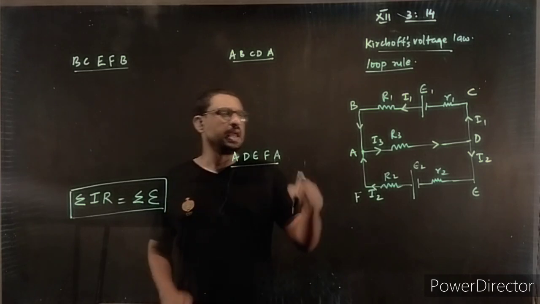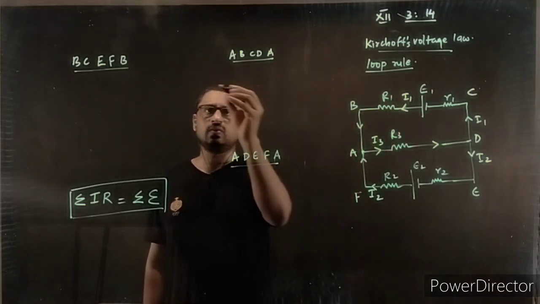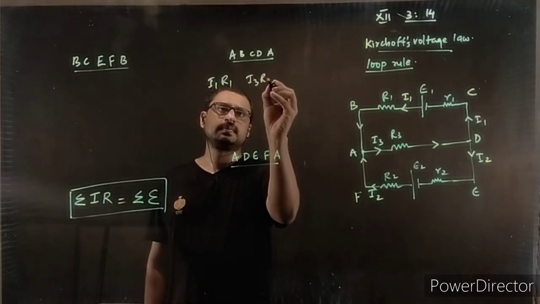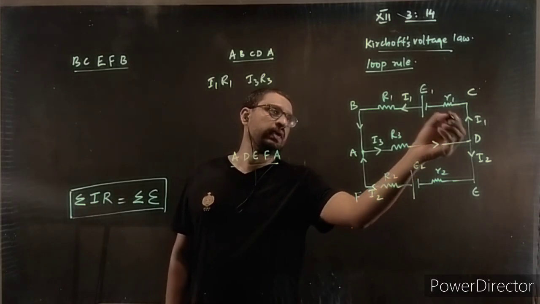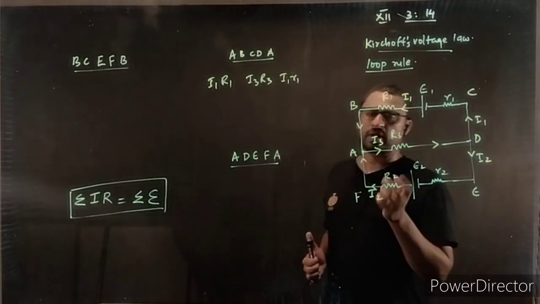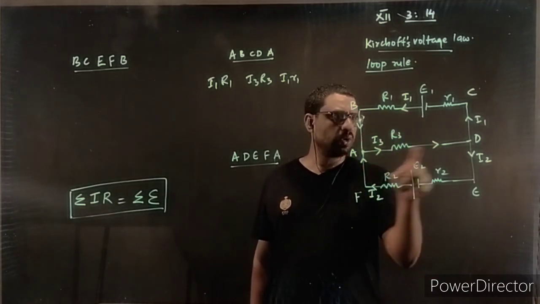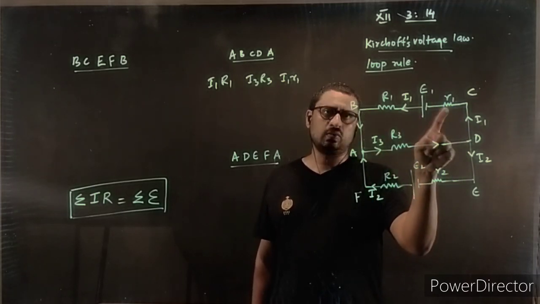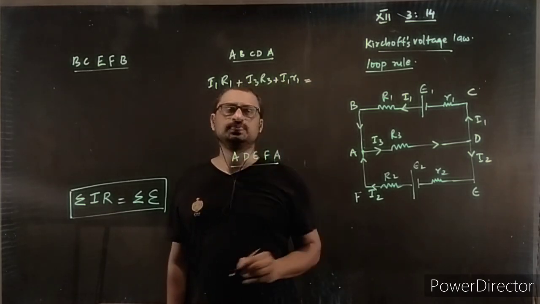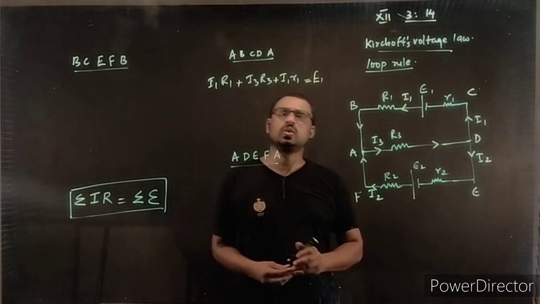Okay, let's apply. A, B, C, D, A. In this closed loop, what are the different IRs? Here there is I1 R1 and there is I3 R3 and there is the same current I1, so I1 R1. These are the IRs, the product of current and resistance, because we are considering only this closed loop. Add all of these, equal to the sum of all EMFs. There is only one EMF, which is E1.